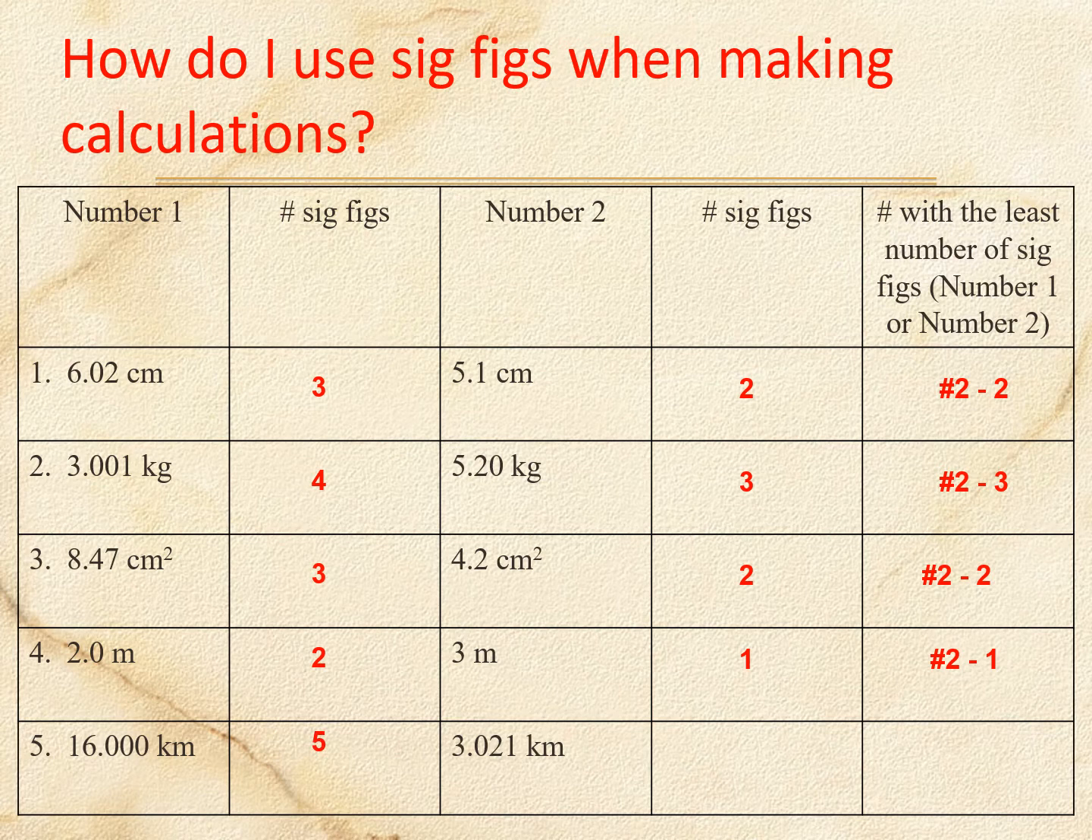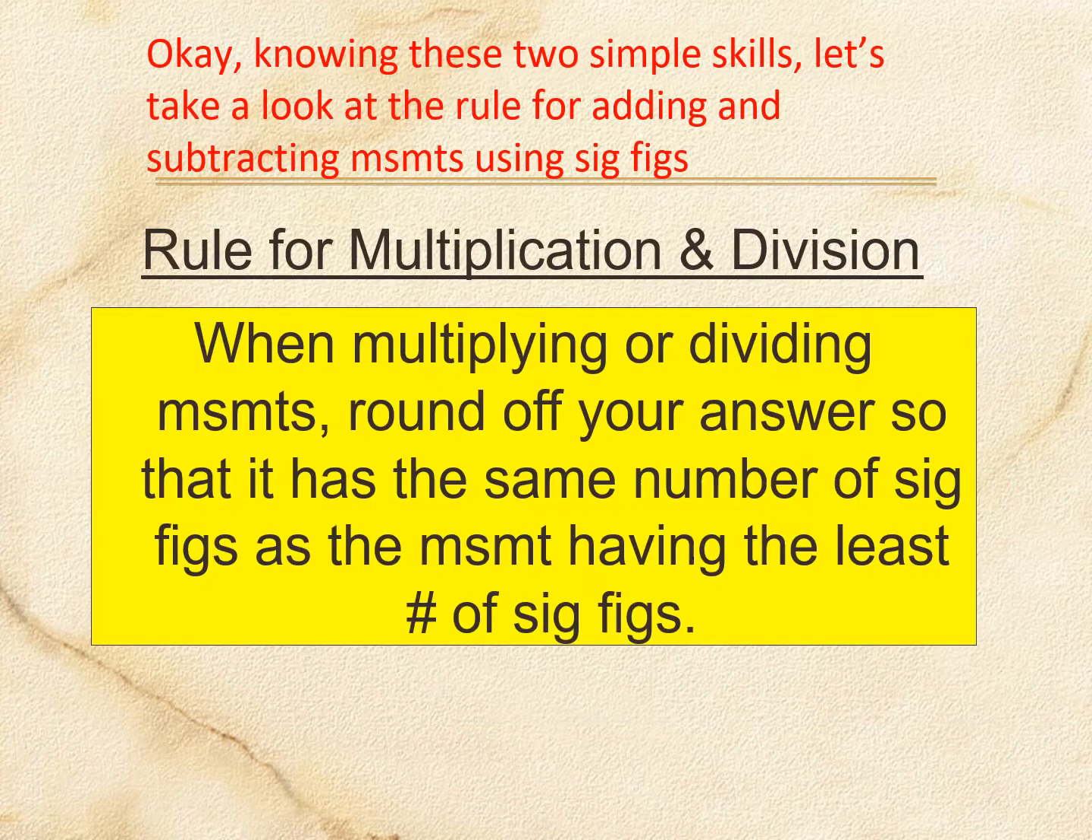2 sig figs for 16.00 is 5 sig figs, with 3.021 being 4 sig figs. So your answer can only be 4 sig figs. Okay. So always go by the least number of sig figs when you're multiplying or dividing. So when multiplying or dividing measurements, round off your answer to the same number of sig figs as the measurement having the least number of sig figs.